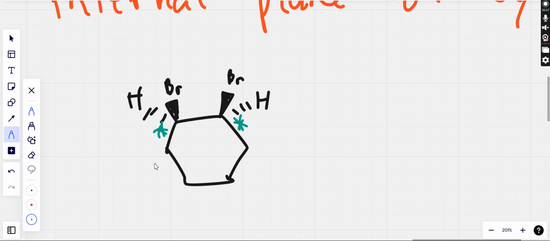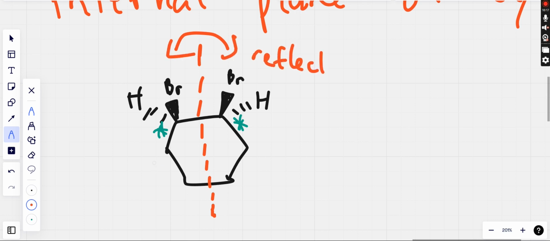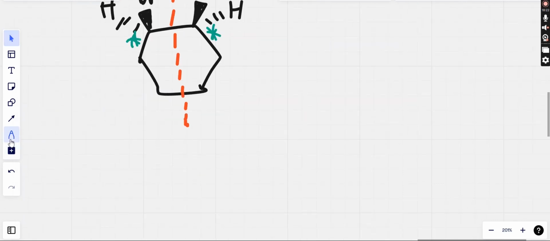It is a chiral molecule, so you would expect it to be optically active. But what happens here is that there's an internal plane of symmetry. You can see that both sides are reflections of each other. So for such a molecule, it is actually optically inactive.